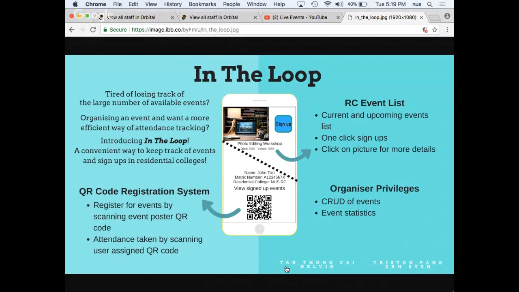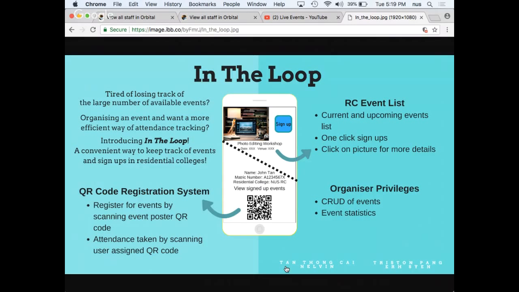Hello, my name is Tristan Melvin. So I'm from CAP. Like our RC4 neighbor just now mentioned, there are a lot of college events and a lot of things happening in the residential colleges. So we decided to create an app that will help you keep track of basically all the events going on in the college. So we will be using a QR code registration system to register for events by scanning the poster QR code so that everything will be on the spot. And basically people who are taking attendance for the events will be able to scan the QR code on your phone and take your details as well.